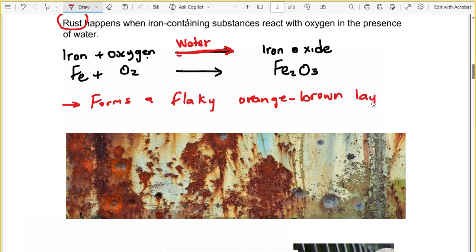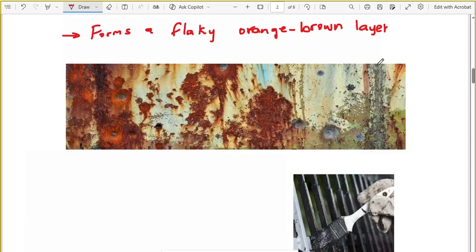Orange brown layer, as you can see from this picture. Can you see that? Yes. Oh, we keep moving. We keep moving.